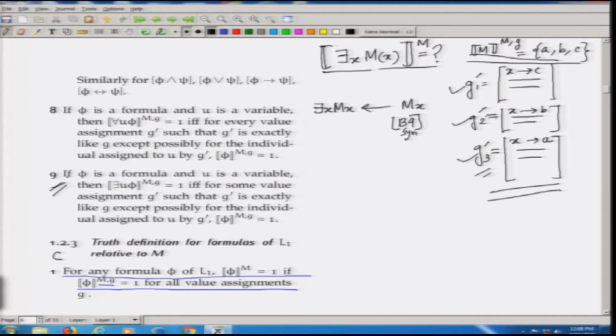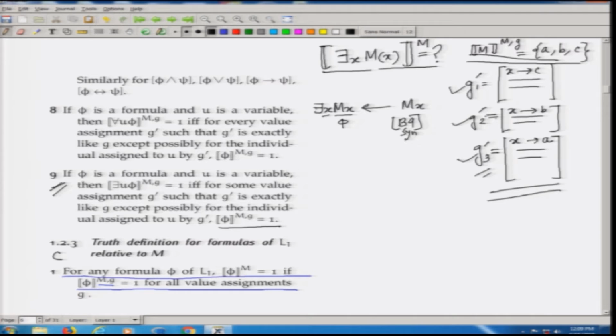If phi is a formula and u is a variable, so phi is our mx and u is our x, then the denotation of some u phi with respect to mg is 1 if and only if for some value assignment g prime such that, you know what it is. The most important point is that phi with respect to mg is 1. So we have to look for at least one value of x for which mx is true.